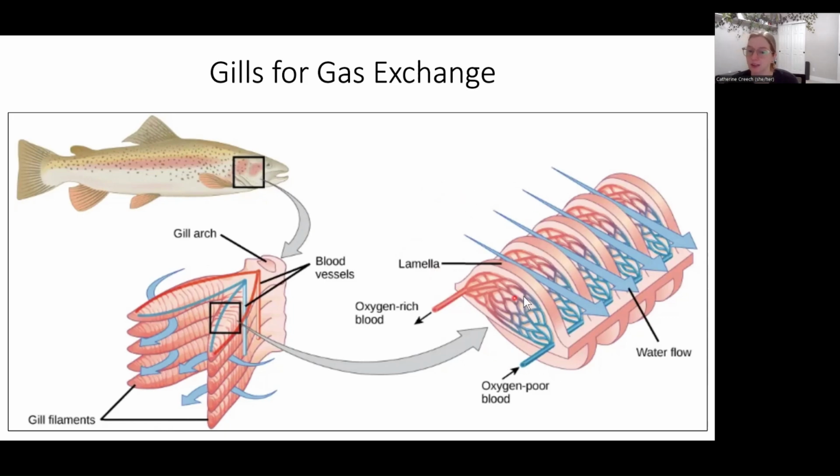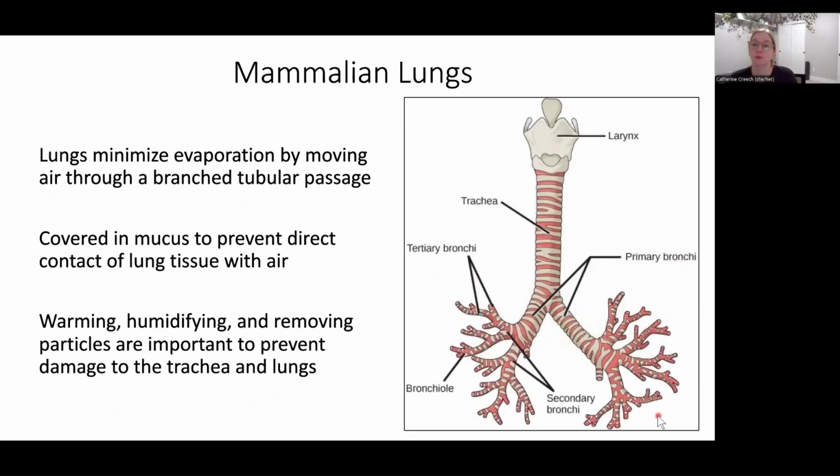And then here we have a lot of carbon dioxide in the oxygen-poor blood. Carbon dioxide will be pulled out as the water moves through. We use lungs. So instead of using gills or a tracheal system, we have one major breathing tube. Our major breathing tube is called our trachea.